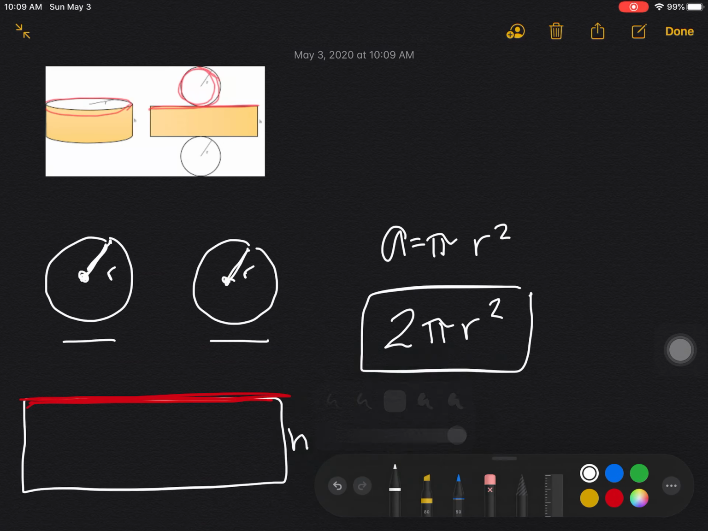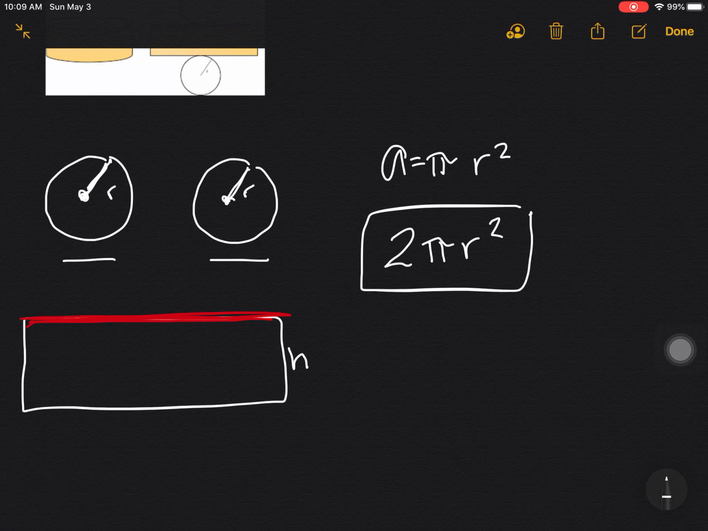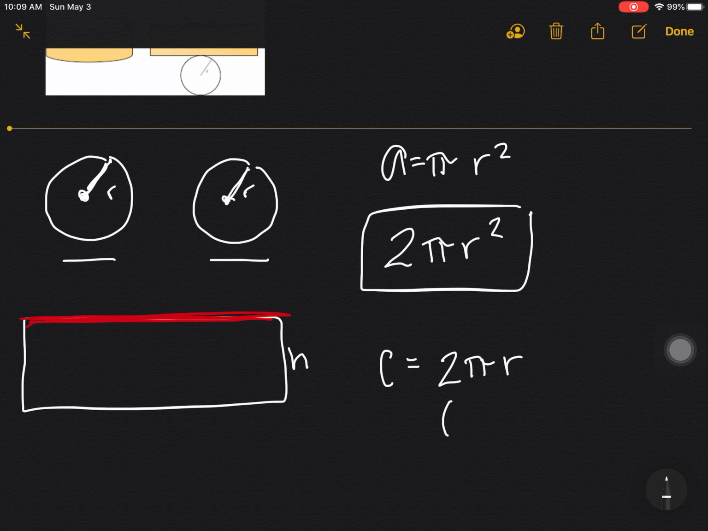So now we need to figure out, well, how can we figure out the circumference? How can we decide what the circumference is? Remember that we know that the formula for circumference is 2 pi r, or diameter times pi. So in this case, if we only have r, we're going to need to look at what 2 pi r is. So we know that this is now 2 pi r, because that is the same thing as the circumference of the circle.